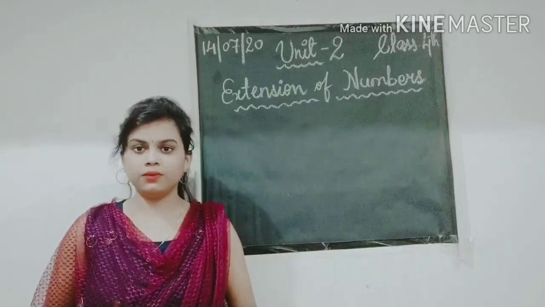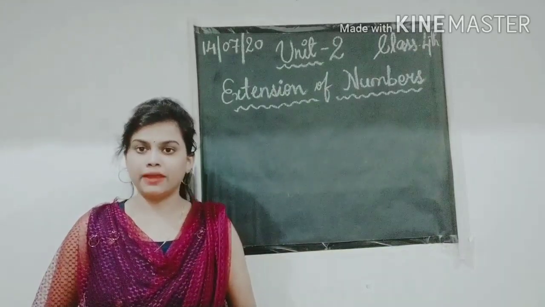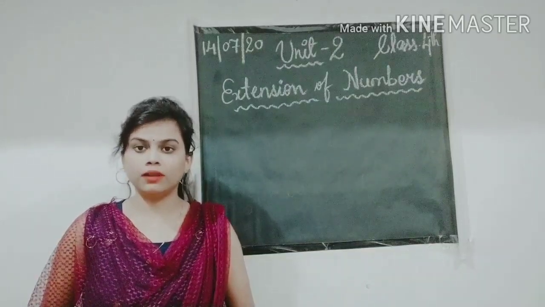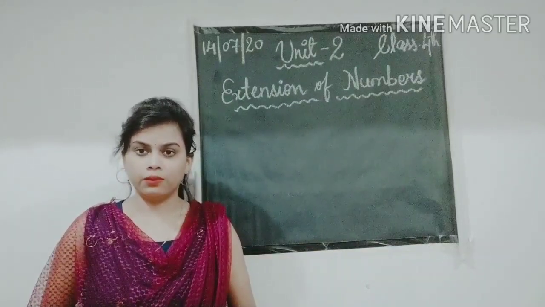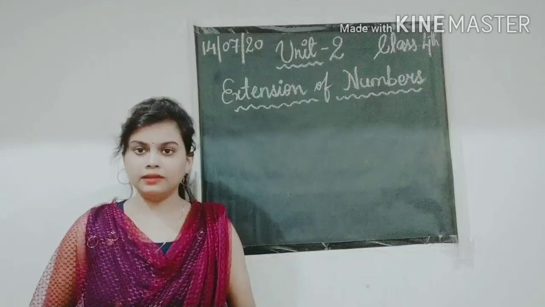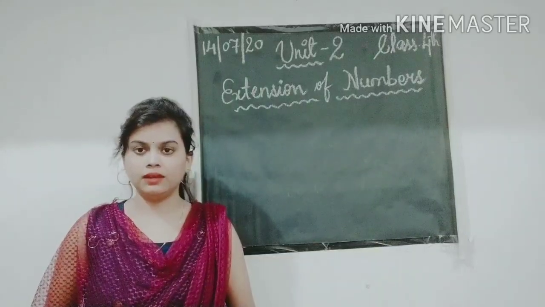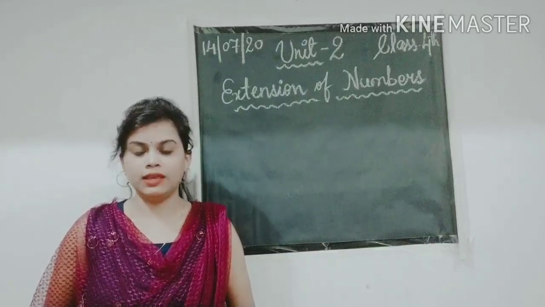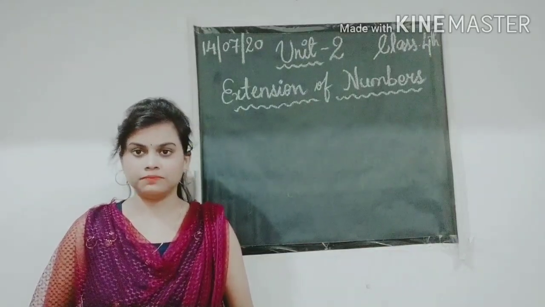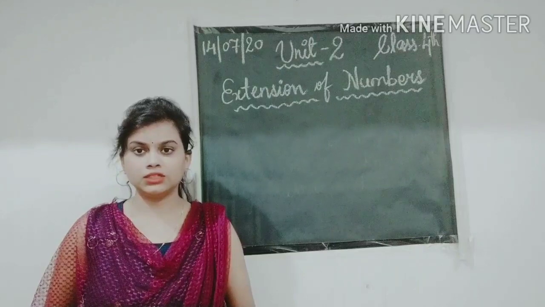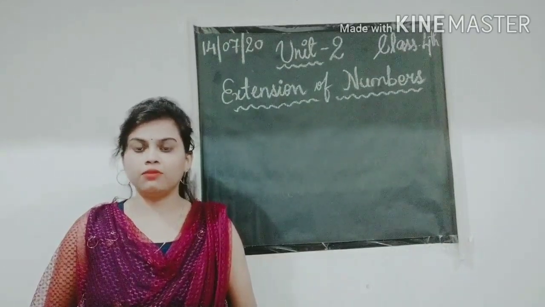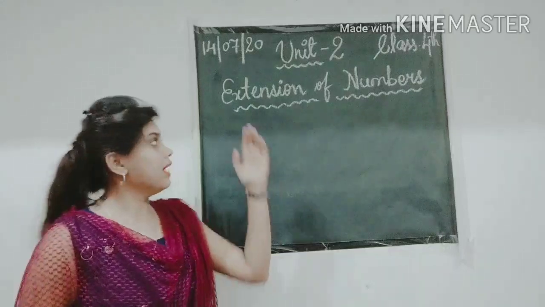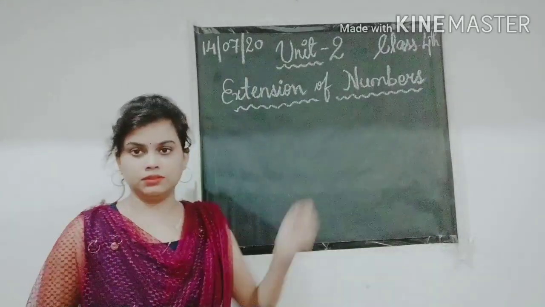In the last video you learnt about patterns, that is Unit 1, Patterns. In that you learnt about growing, number and shape patterns, right? After that you learnt about reflection, then symmetry and lines of symmetry. I hope you all have understood that chapter. In today's video, we are going to learn about Unit 2, that is extension of numbers.